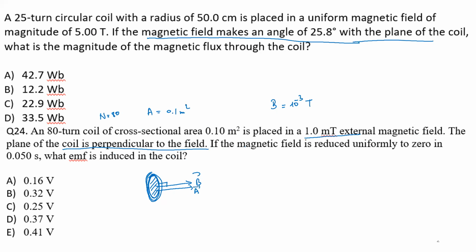So now the question is, if the magnetic field is reduced uniformly to 0, so B goes from B initial to B final, which is 0, in 0.05 seconds. So in delta T, which is 0.05 seconds, calculate what is the EMF induced in the coil. Well, you know that EMF induced, Faraday's law, is minus the derivative with respect to time of phi B.